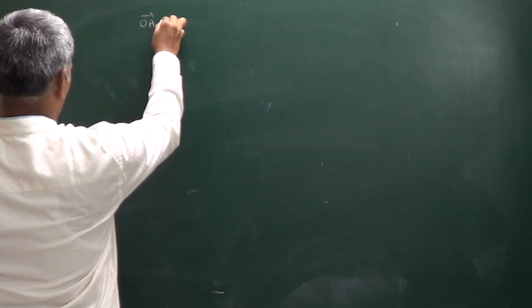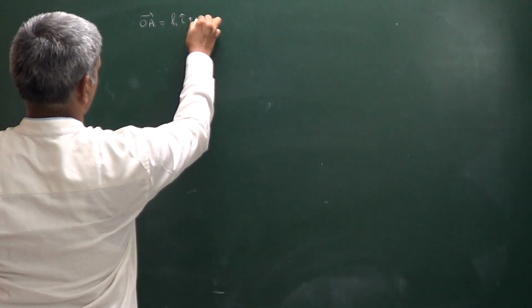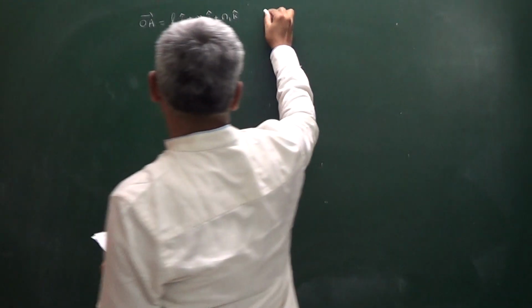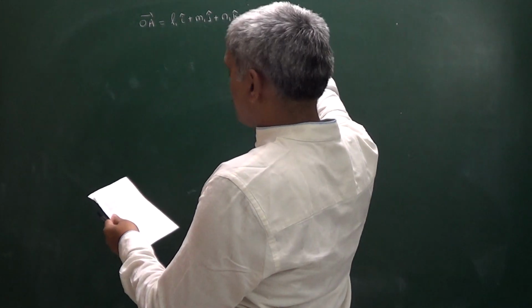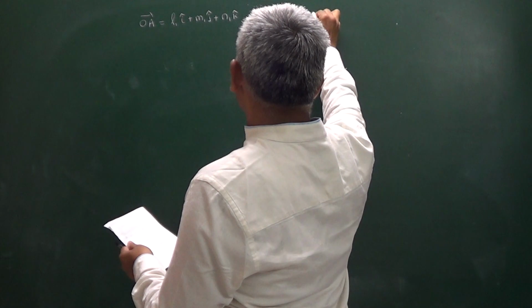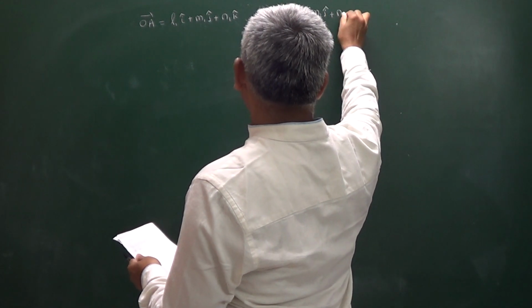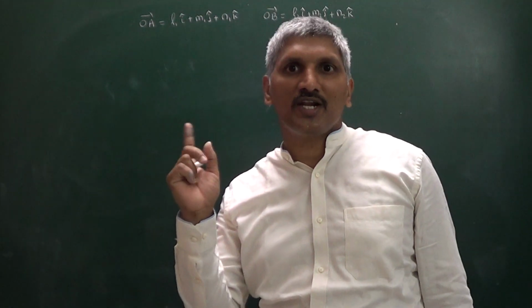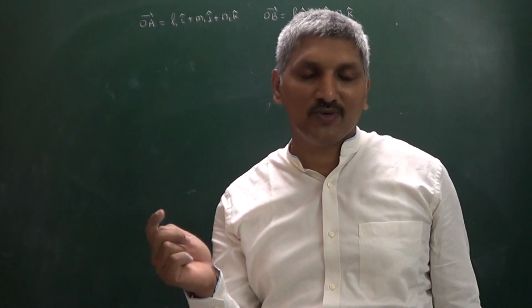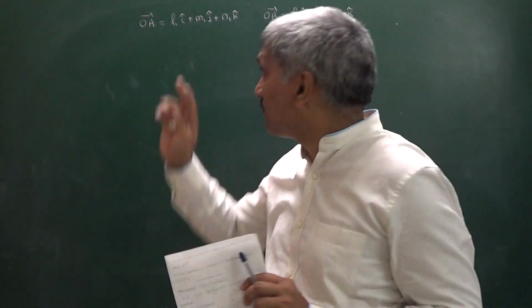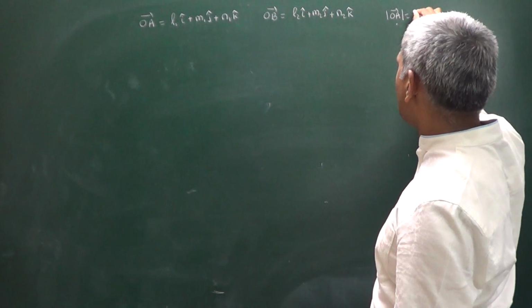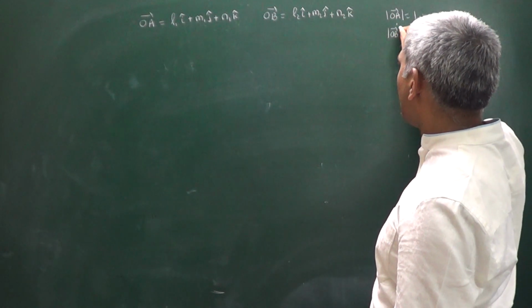So this is another question given here. OA bar is equal to L1 i plus M1 j plus N1 k. Next, OB bar is given as OB bar is equal to L2 i plus M2 j plus N2 k. That is OB bar. And also it says that L1, M1, N1 and L2, M2, N2 are the direction cosines of the vectors given, or otherwise they have given the information: magnitude of OA bar is equal to 1, magnitude of OB bar is equal to 1.